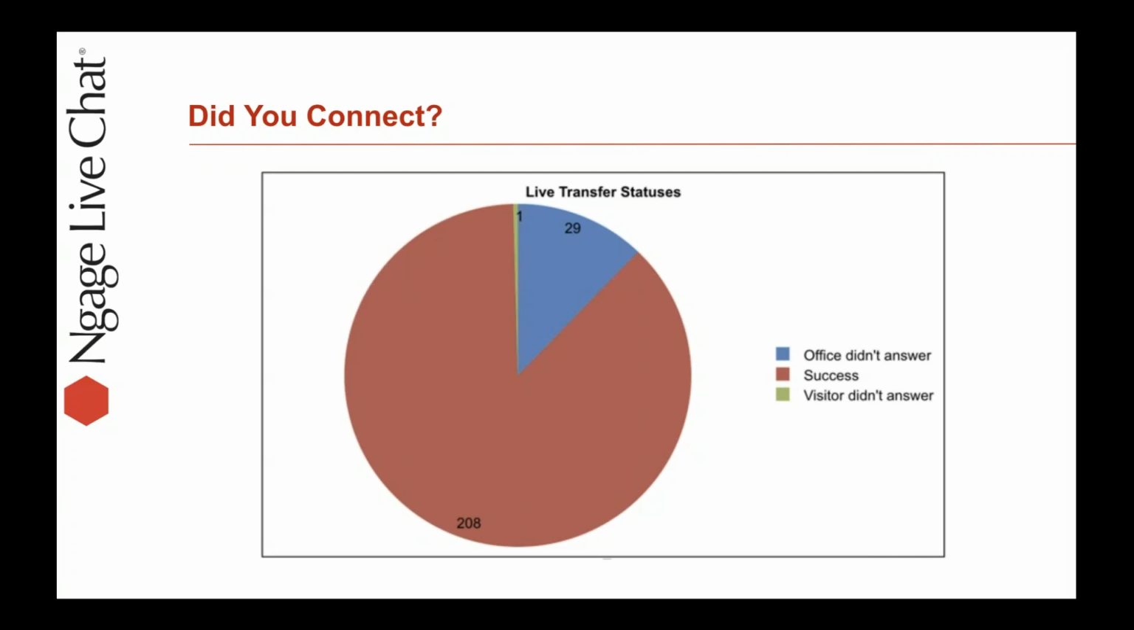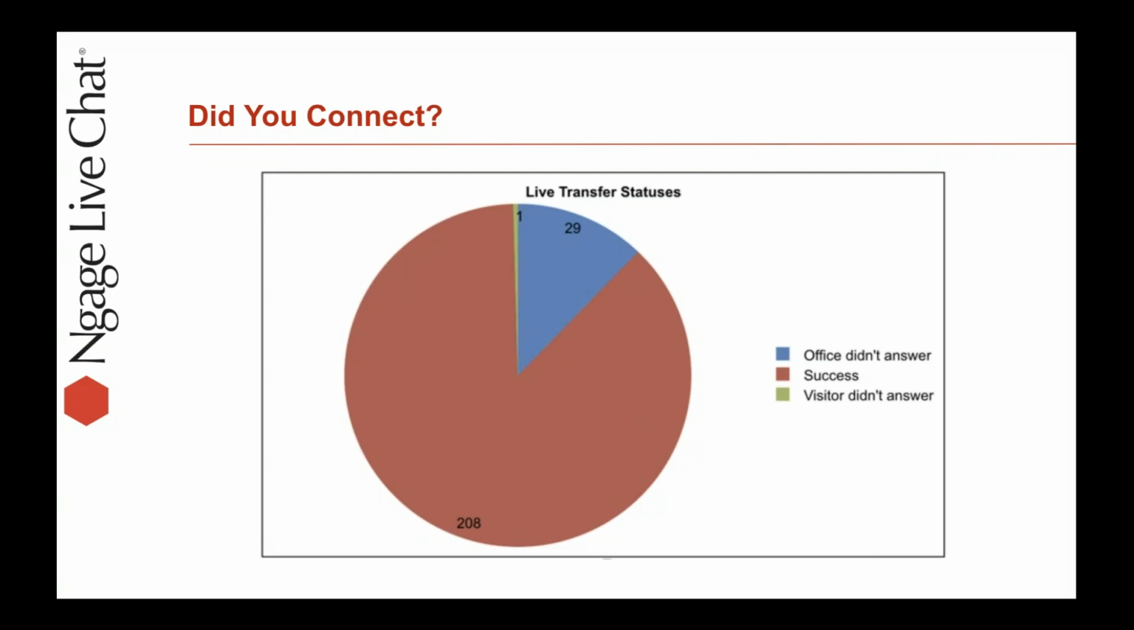The one that tends to be the most problematic and troublesome is the office didn't answer. So what that means is we placed a call out to your office and either nobody picked up or when they did pick up, they hung up before we could even try to transfer it to the visitor.